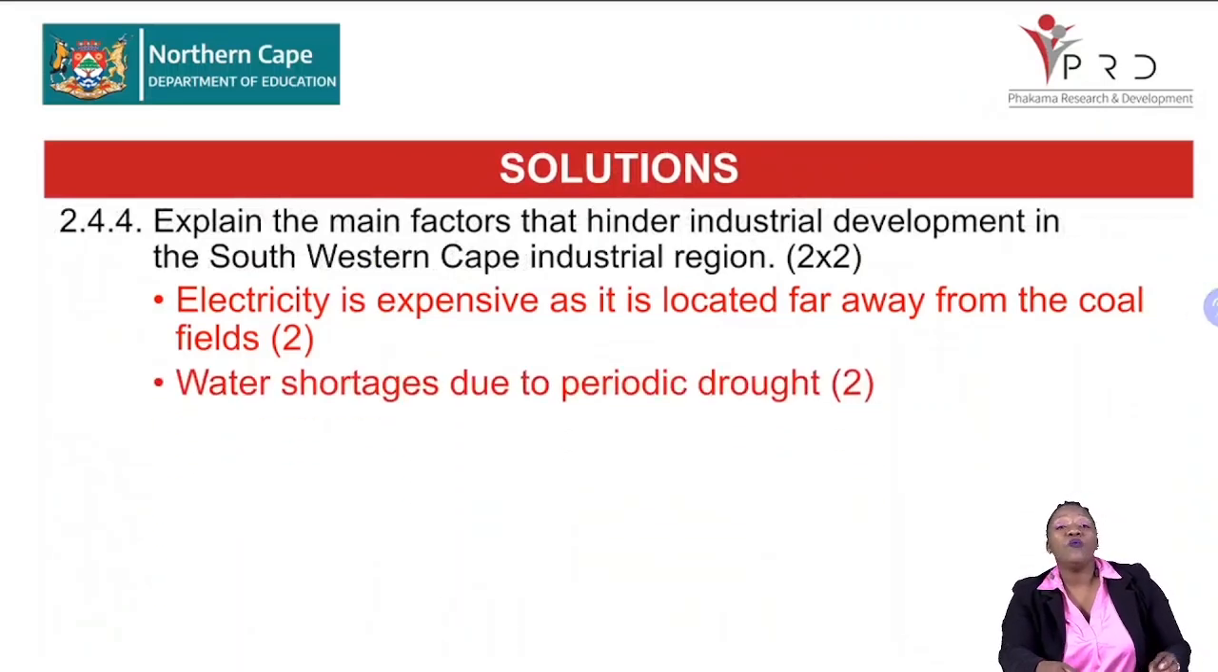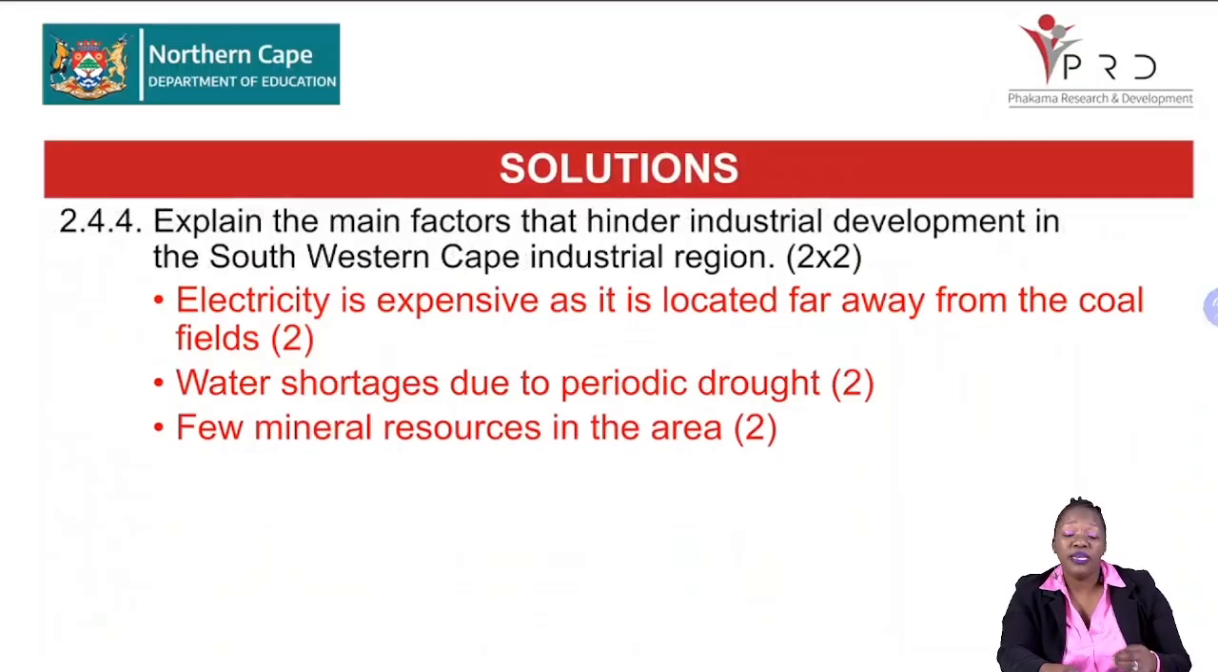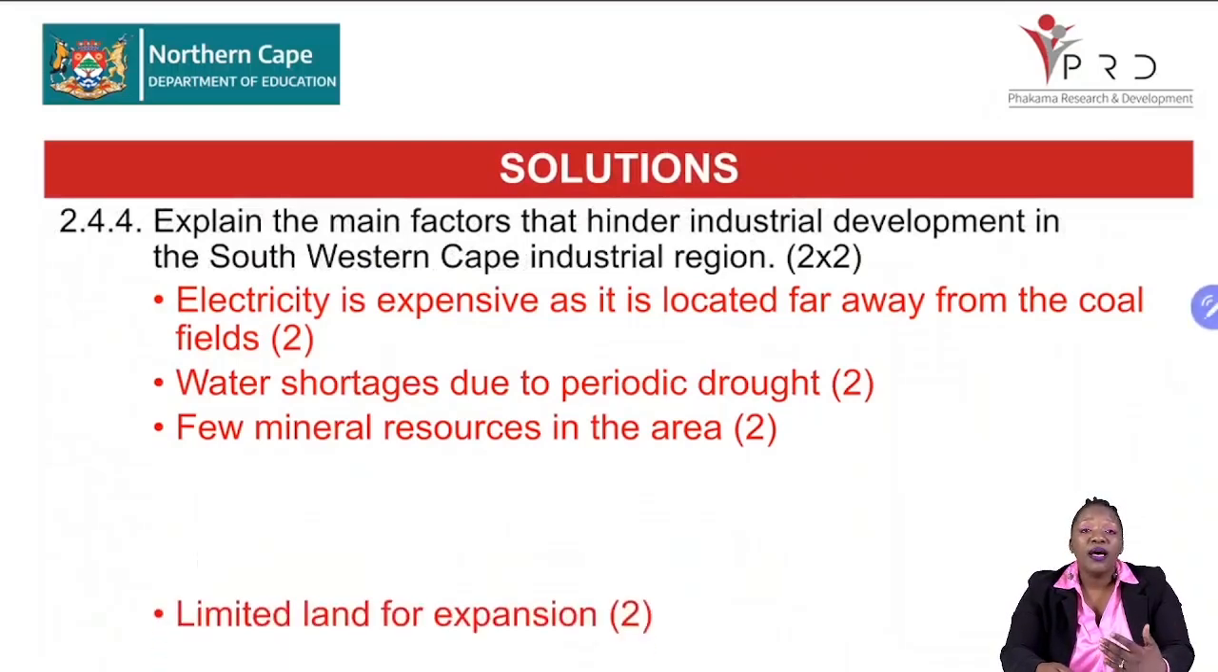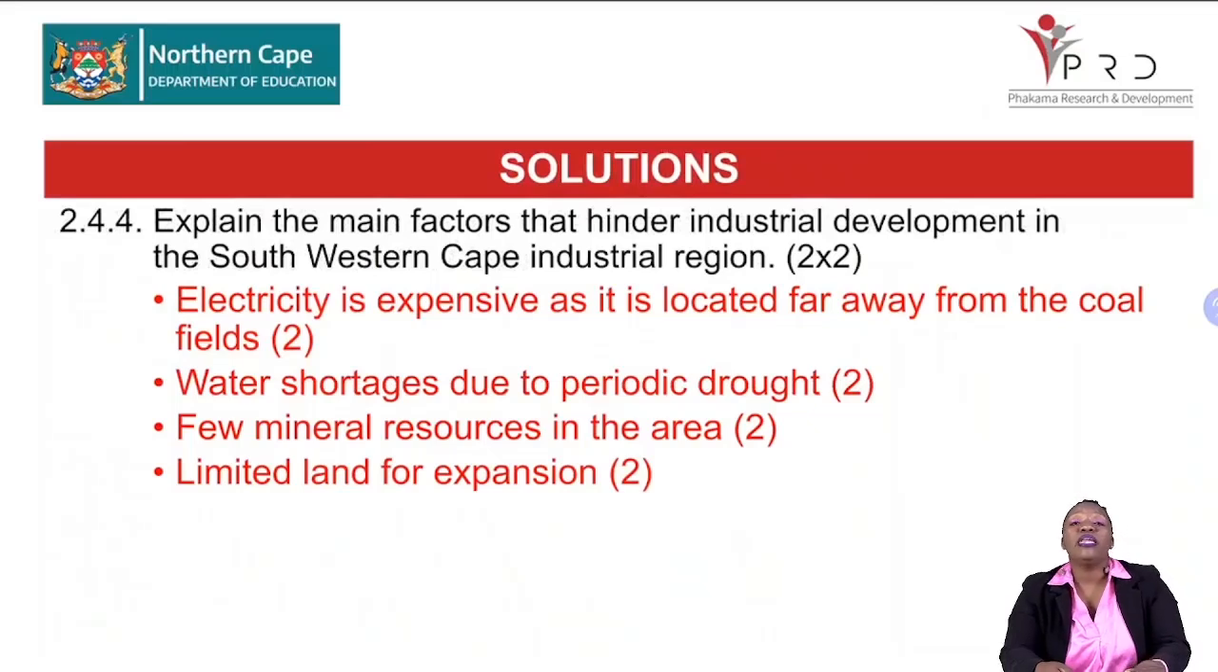And then secondly, we're looking at the shortages of water in the Southwestern Cape, especially as every year they've been hit by drought, which means the industries will suffer again because industries need water to manufacture. And then we're looking at the few minerals that are available in the area. They are only talking about oil as well as gas. So it is also part of the hindering factors. And also there is limited land for expansion. So it's a very small area.